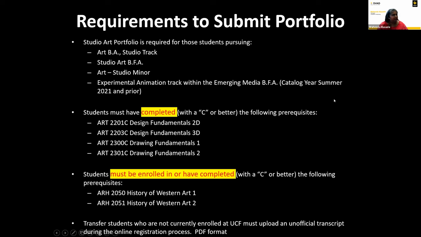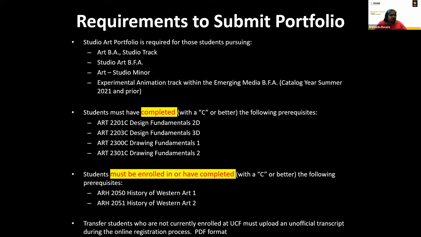To be able to submit the portfolio, you must have completed with a C or better Drawing 2, ART 2201, Design 2D, 2201, Design Fundamentals 3D, which is ART 2203, Drawing Fundamentals 1, ART 2300, or Drawing 2, which is ART 2301 at UCF. You may have completed these courses at another institution, and the numbers and names may be different, but to submit the portfolio, you will have to have those completed prior to the semester.